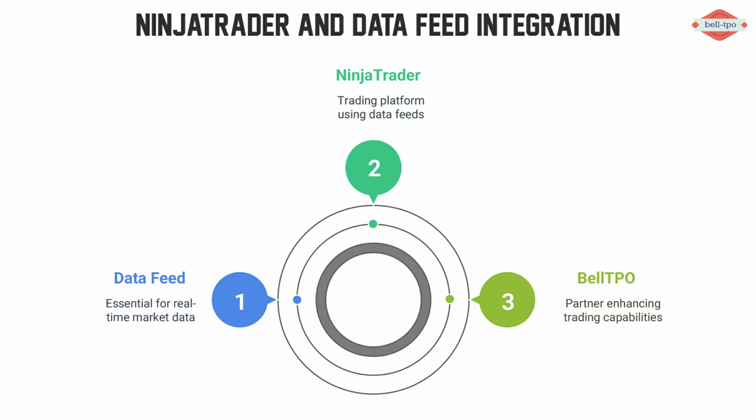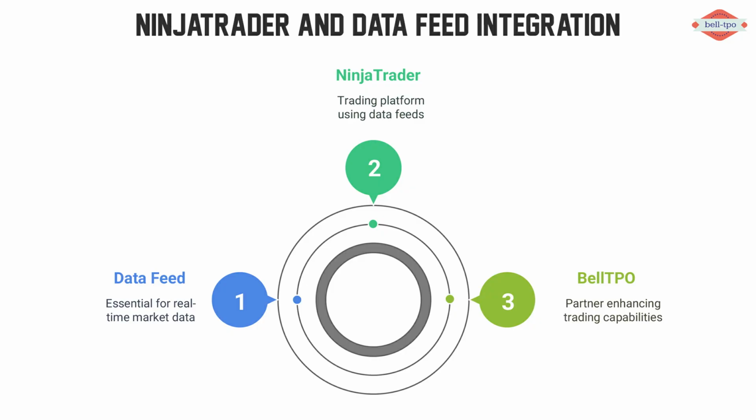And when it comes to the data feed, this is the live market data. It gives us accurate real-time price movements. Without it, nothing works. You will agree with me, guys, right? It is like blood to NinjaTrader. So NinjaTrader is the muscle and the data feed can be considered as the blood, right? And what about BellTPO? BellTPO is the brain, right?